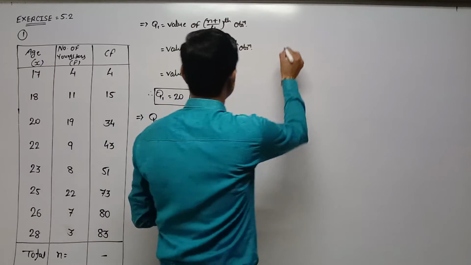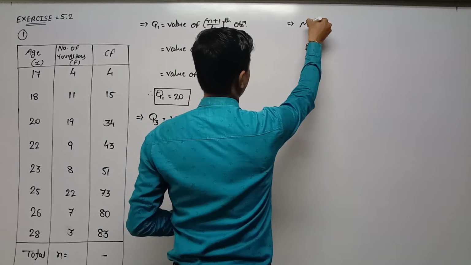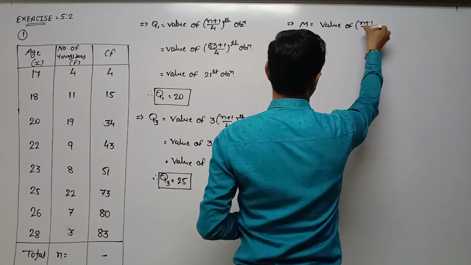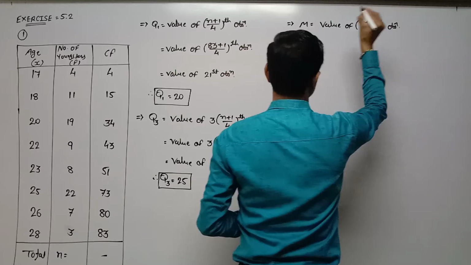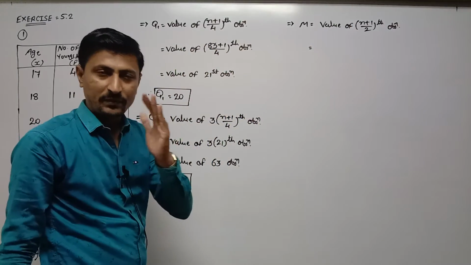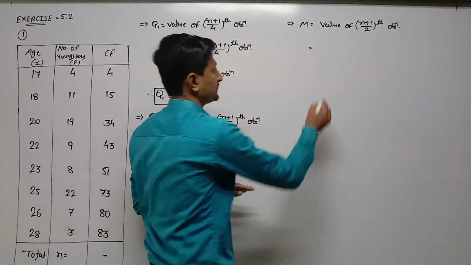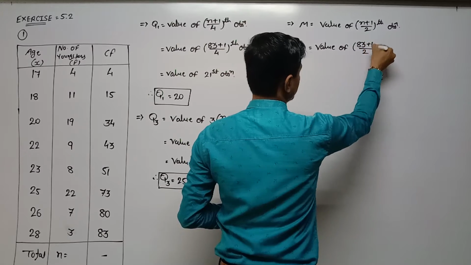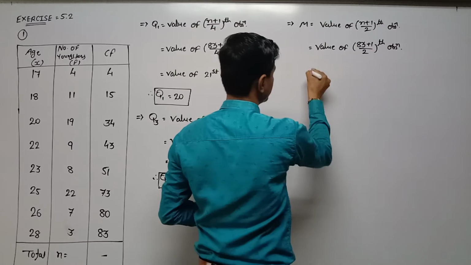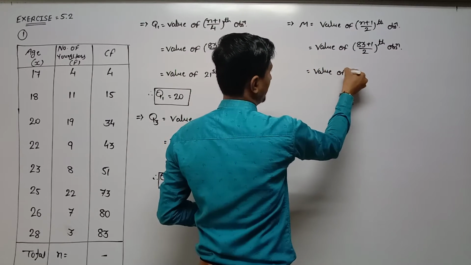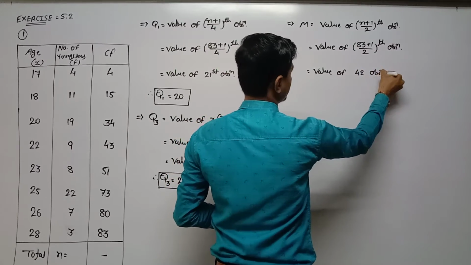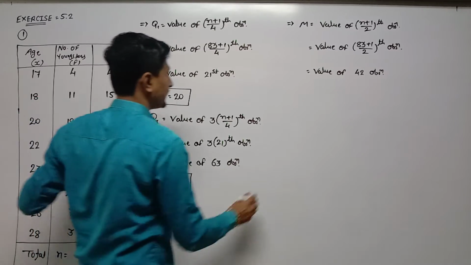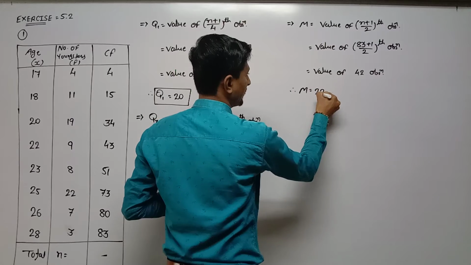Next find out the median. So median is equal to the value of (n plus 1) by 2 the observation. Okay, median divides the distribution into two equal parts, 50% observations are below and 50% observations are above. Value of (83 plus 1) by 2 the observation. Next step, value of 42nd observation. Check it in CF column, 42 is included in 43 and that value of observation is 22. Therefore, median is equal to 22.